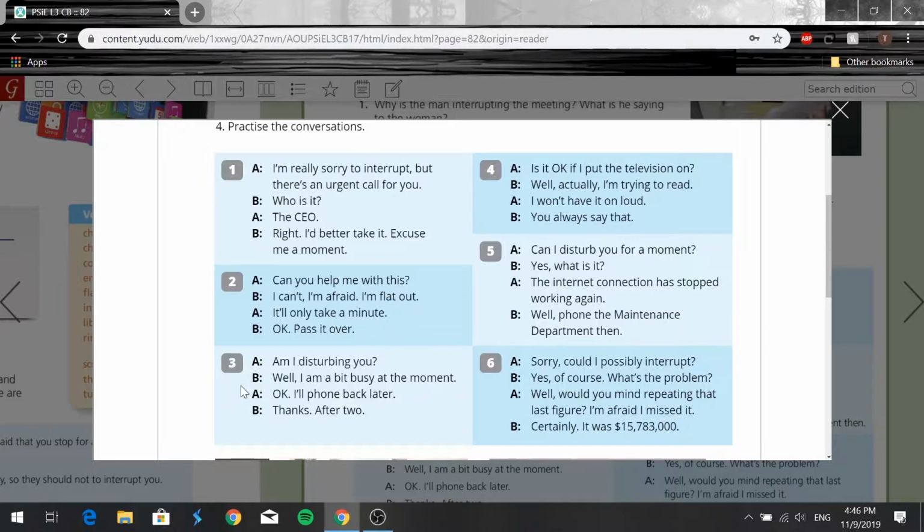Is it okay if I put the television on? Well, actually, I'm trying to read. I won't have it on loud.